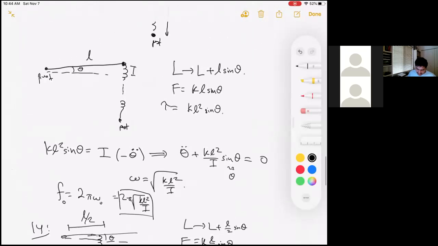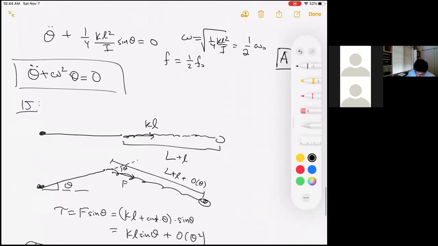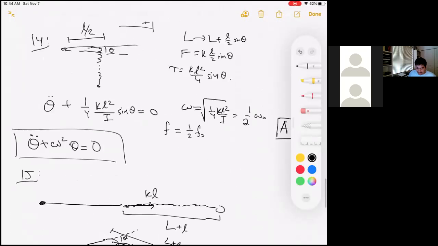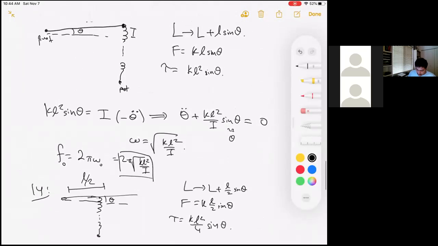And coincidentally, that's the same exact, oops, my bad. Torque is F sine theta times L. I dropped the L in there. My bad. Times L, KL squared. And as it happens to be, that's the exact same torque we got for the original setup.